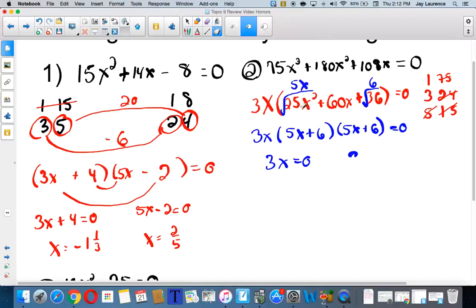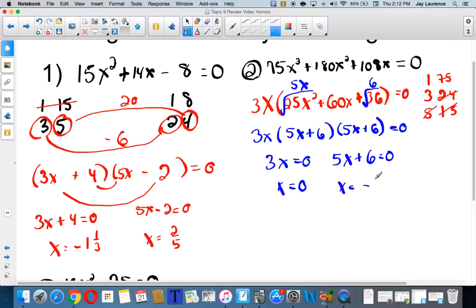Where'd my eraser go? Made a silly mistake there. All right, so we're going to have 5x plus 6 equals 0, and I'm not going to write it down again. All right, so I'm going to solve for x here and get x equals 0. That's one place it'll cross. And another place it'll cross looks like it'll be x equals -1 and 1/5. Yeah, I believe that is right.